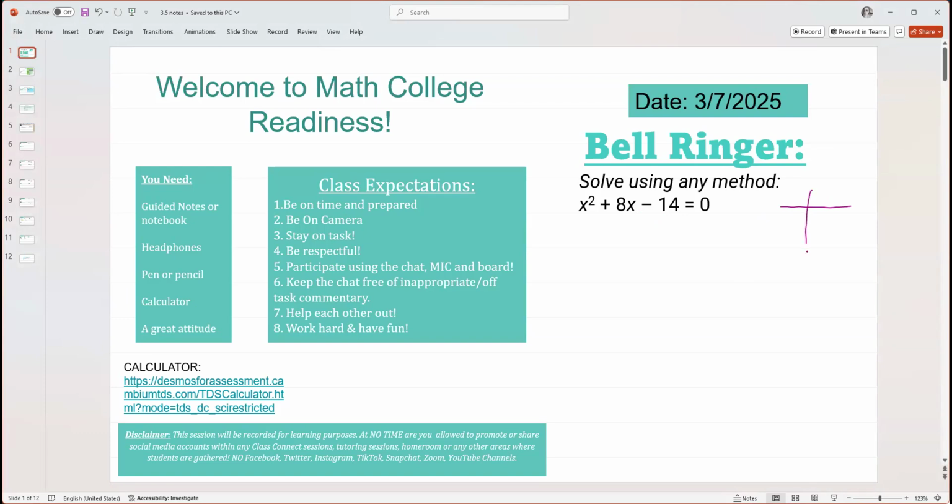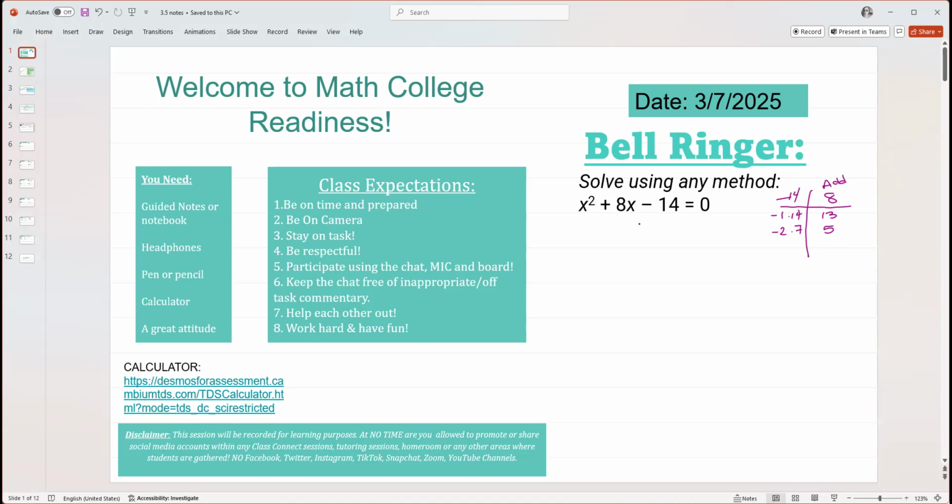I would start off by checking to see if there's any factors of negative 14 that add up to positive 8. So we've got negative 1 times 14. There's not a lot of factors for 14. Negative 2 times 7. So that would give us positive 13 and positive 5. So we're going to struggle to find factors today.